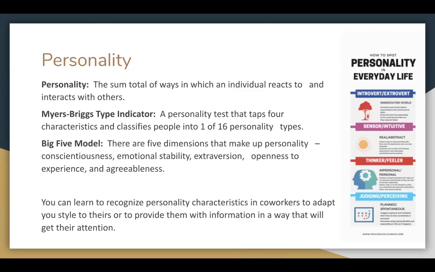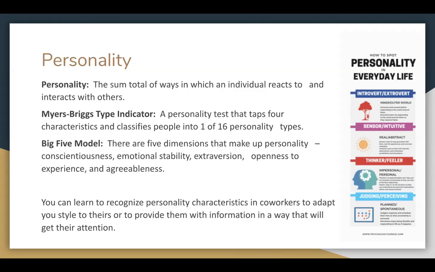And another factor in better understanding others, which can lead to improved decision-making and creativity, is understanding personalities, or the sum total of ways in which an individual reacts and interacts with others. One example of a personality assessment tool is the Myers-Briggs Type Indicator, which tests for one of 16 personality types, which are classified as extroverted or introverted, sensing or intuitive, thinking or feeling, and judging or perceiving. Another example is the Big Five model, which proposes that there are 5 dimensions that make up personality: conscientiousness, emotional stability, extroversion, openness to experience, and agreeableness.